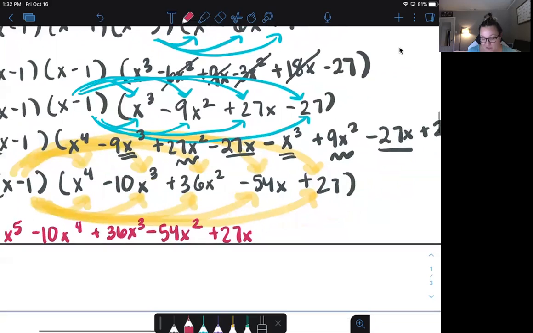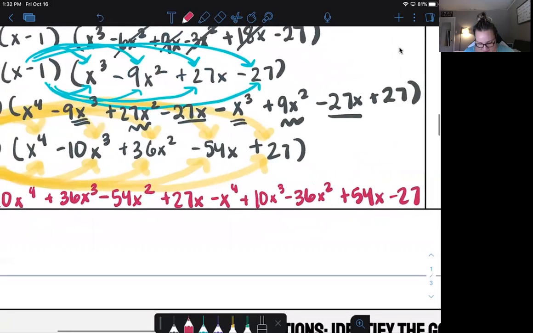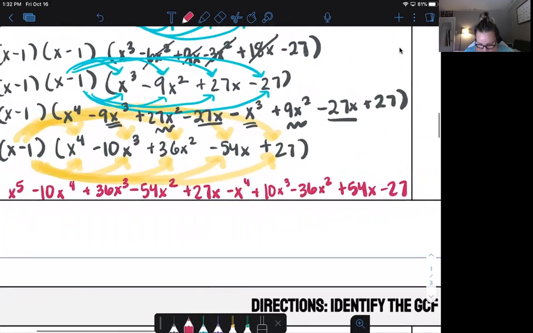Now multiply everything by negative 1. So the terms stay the same, but the signs all flip. So x to the fourth becomes negative, negative 10x cubed becomes positive, etc. Okay, now let's combine like terms. So we have x to the fifth is its own term.